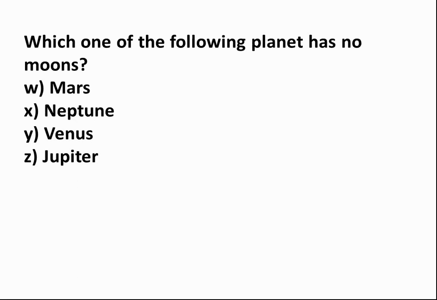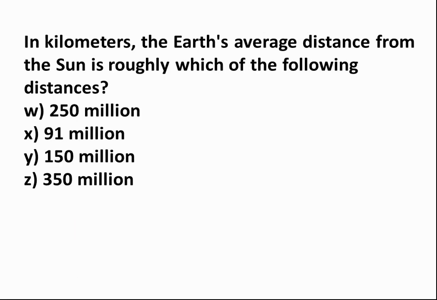Which one of the following planets has no moons? W, Mars. X, Neptune. Y, Venus. Z, Jupiter. Answer, Y, Venus.